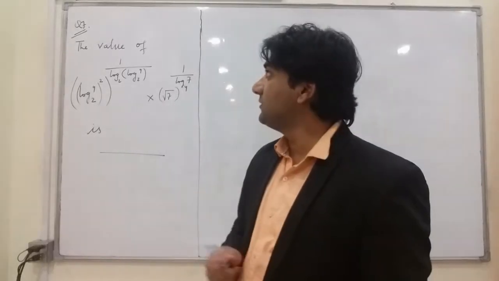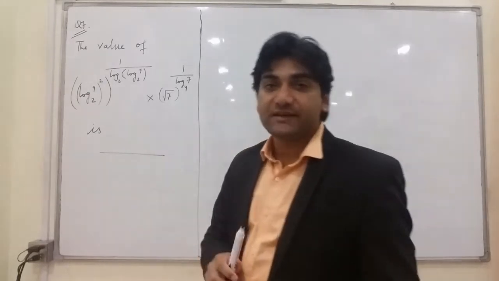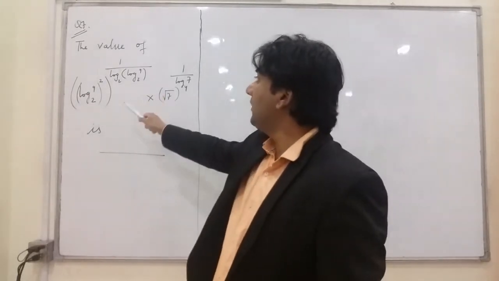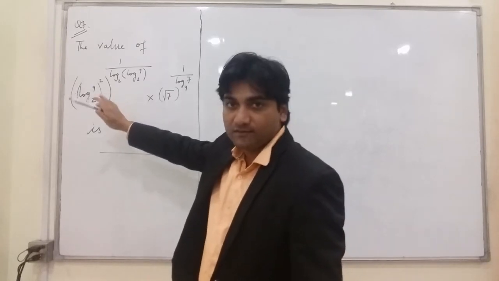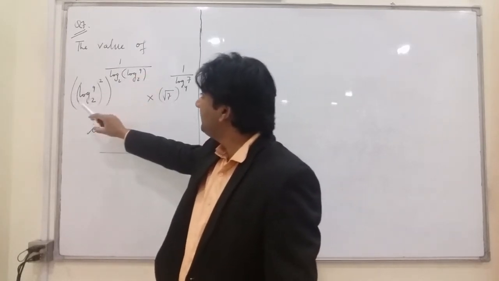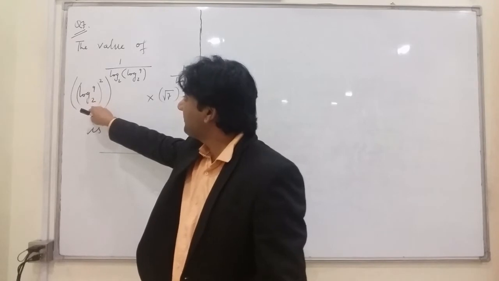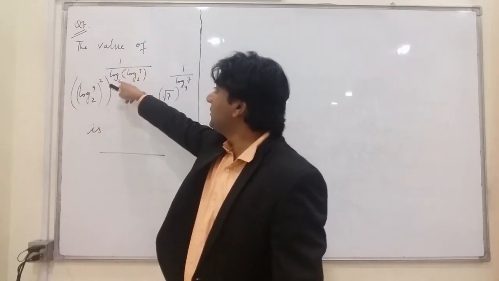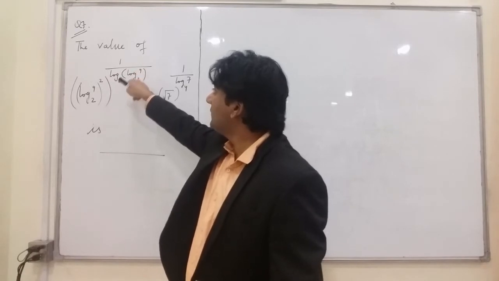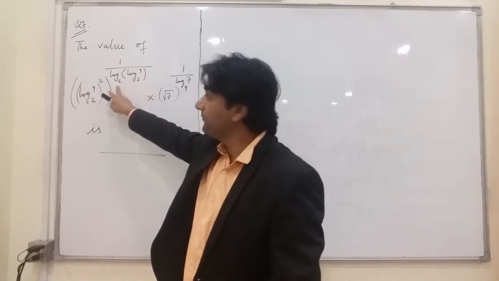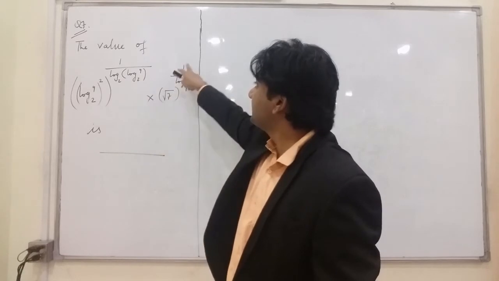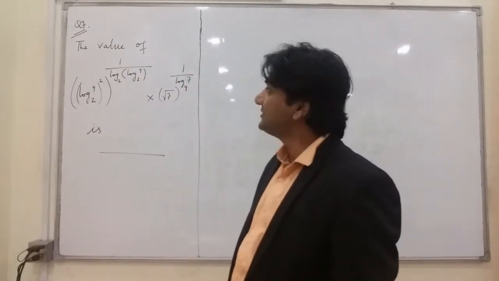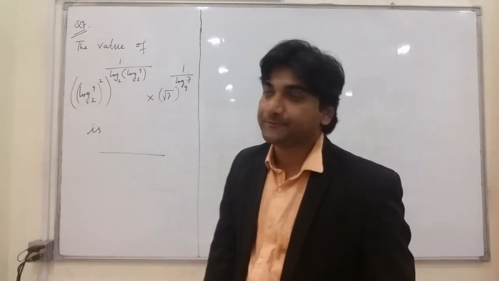So this is question number 7. This is an integer type problem of 2018 JEE Advanced. The value of (log 9 base 2)² raised to 1 over log of (log 9 base 2) base 2, times (√7) raised to 1 over log 7 base 4. This is a question which is based on log properties.